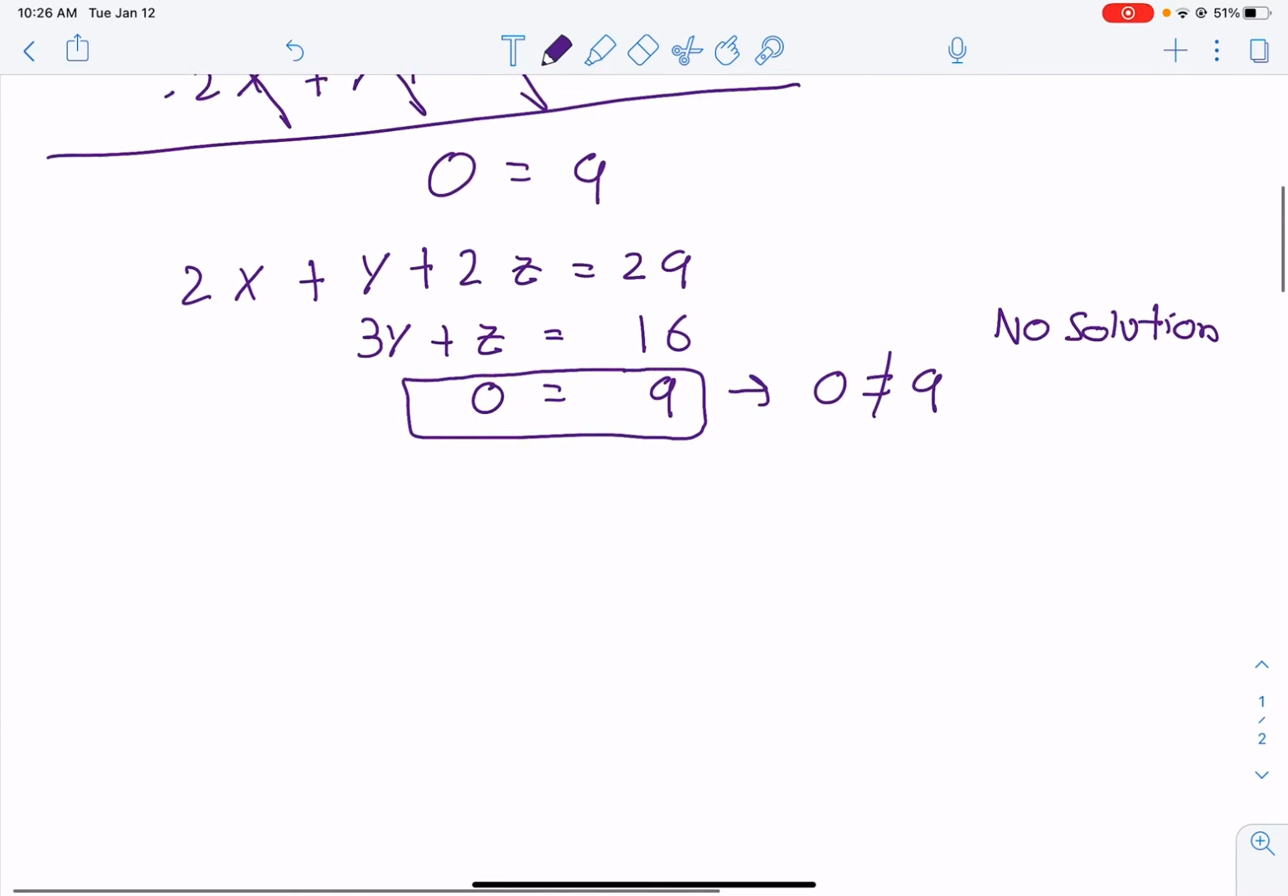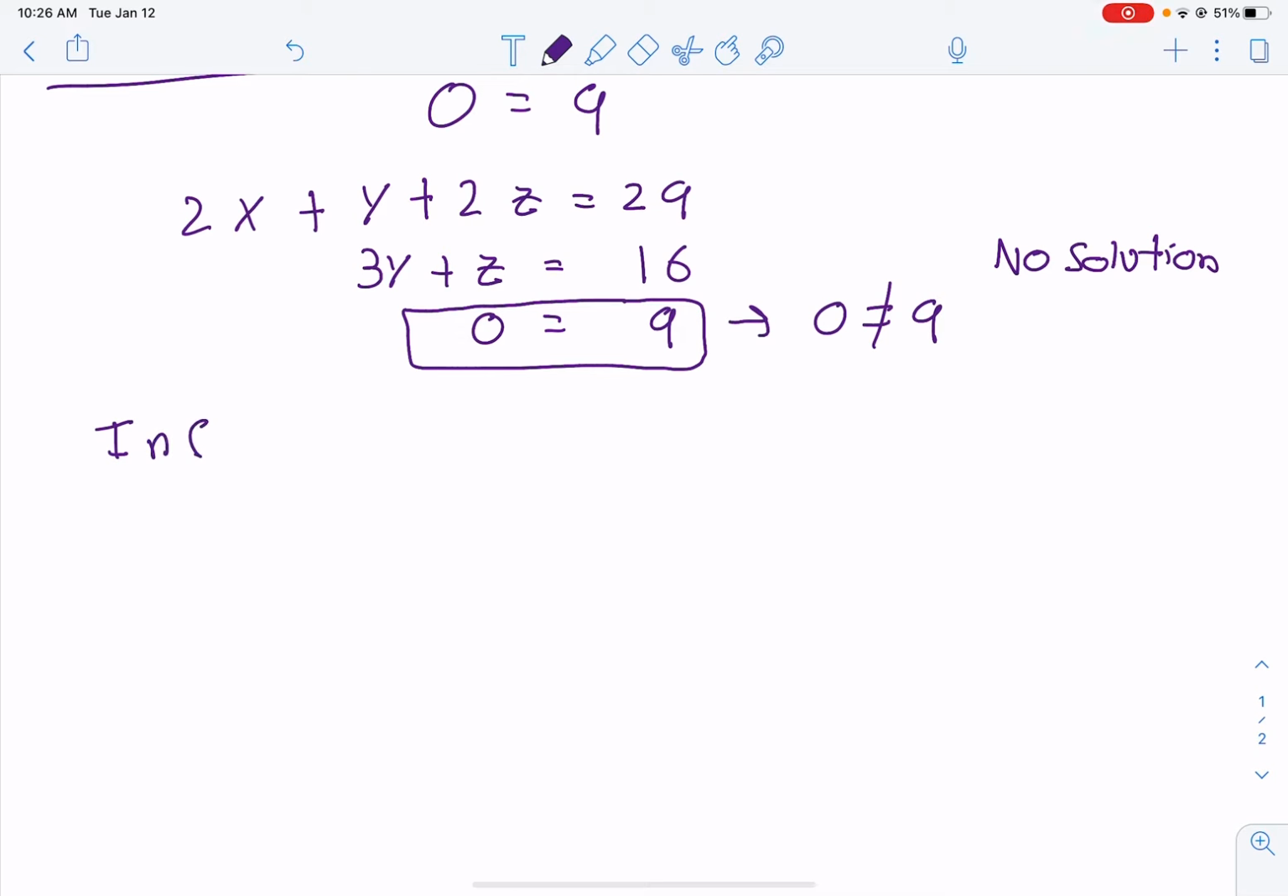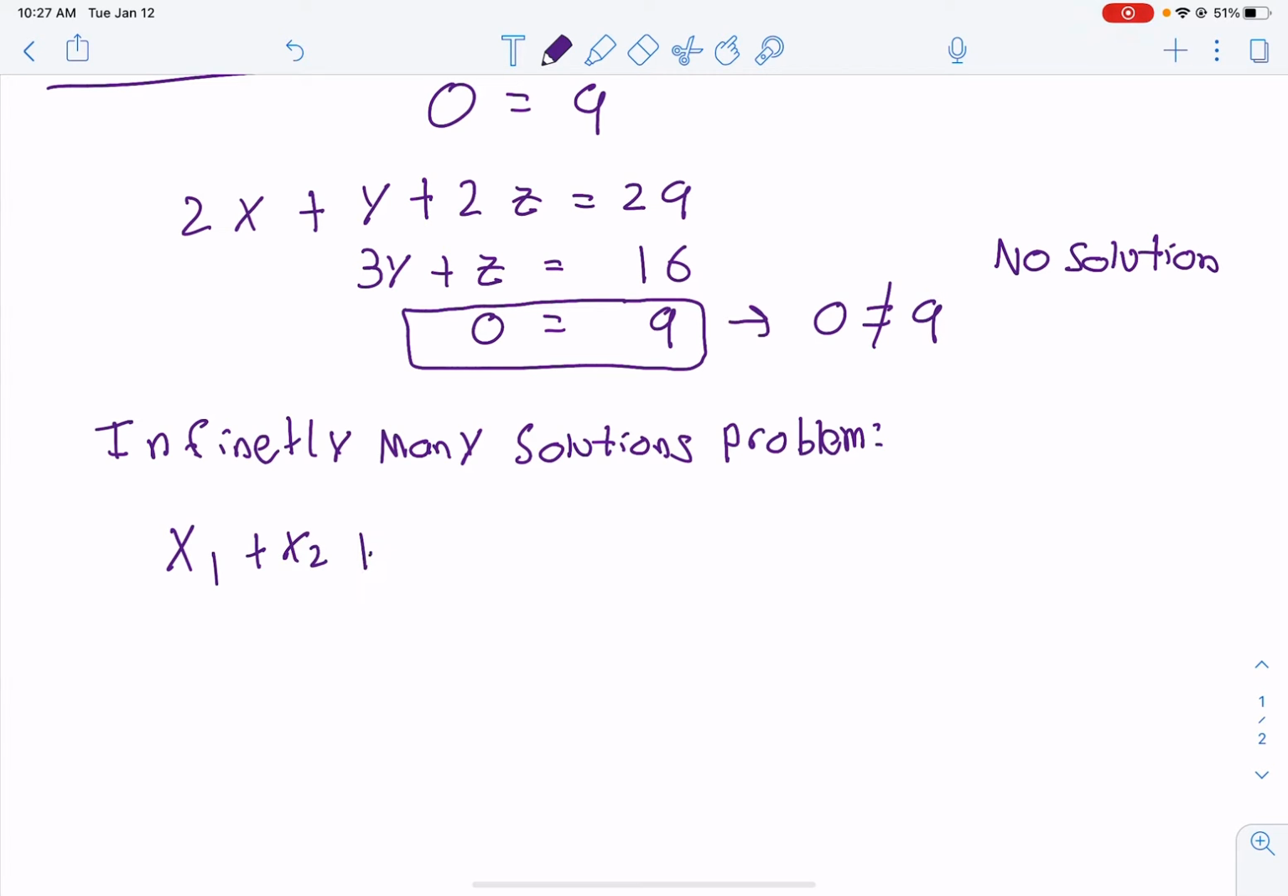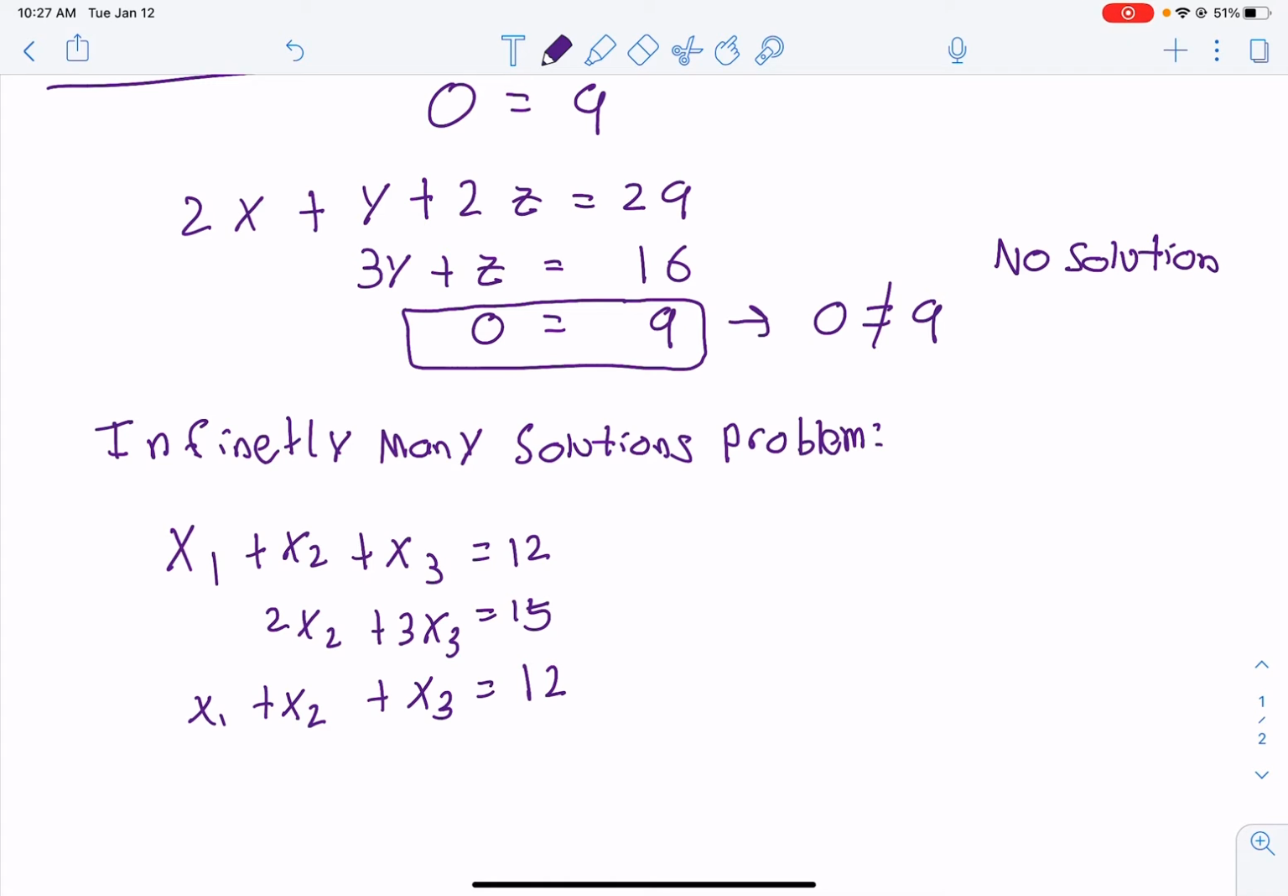Now we're going to go into a problem with infinitely many solutions. So it's going to be kind of similar. I'll just write different variables here. So x1 plus x2 plus x3 equals to 12. 2x2 plus 3x3 equals to 15. And x1 plus x2 plus x3 equals to 12. So this is very similar. We have three equations. And I just use these examples to kind of simplify.